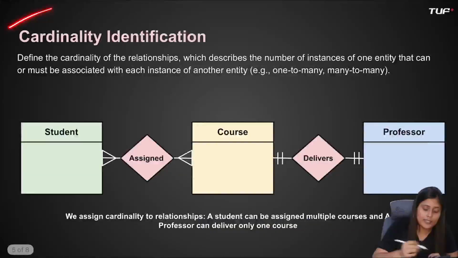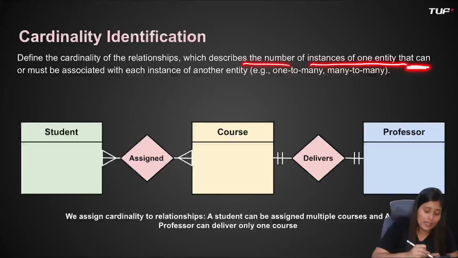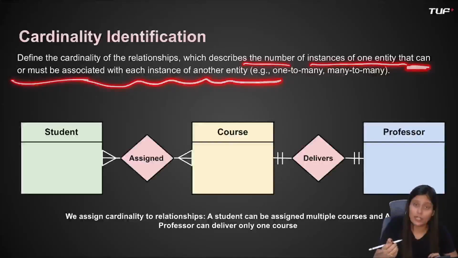Third comes cardinality identification. Here we define the cardinality, which describes the number of instances of one entity that must be associated with each instance of another entity.